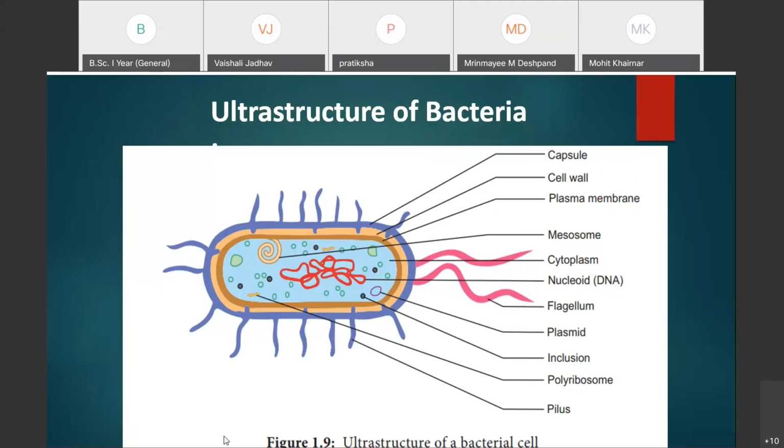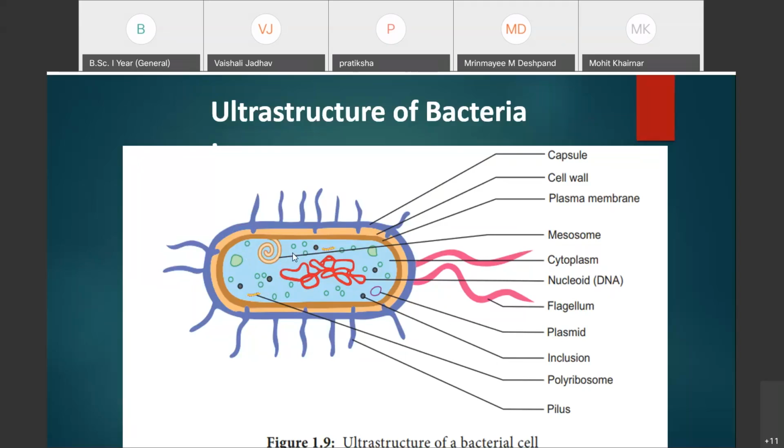Now we are moving towards the next cytoplasmic inclusion, and that is the ribosome. Here in the cytoplasm, you can see a large number of ribosomes, which are freely scattered in the cytoplasm. Ribosomes are important cell organelles because they are the site of protein synthesis. Here you can see the large number of ribosomes freely scattered in the cytoplasm.